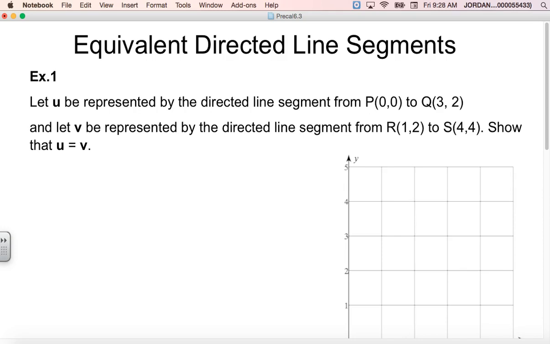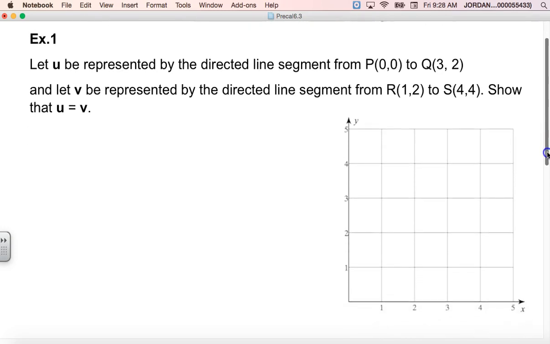So this says let U, which is a vector, be represented by the directed line segment from (0, 0) to (3, 2), and let V be represented by the directed line segment from (1, 2) to (4, 4). Show that U equals V. So like I said, if you've got the same direction and the same magnitude on directed line segments, then they're equal to each other. So let's draw PQ, so (0, 0) to (3, 2). That'd be P, this would be Q. And we remember that P is the initial point. It says from P to Q.